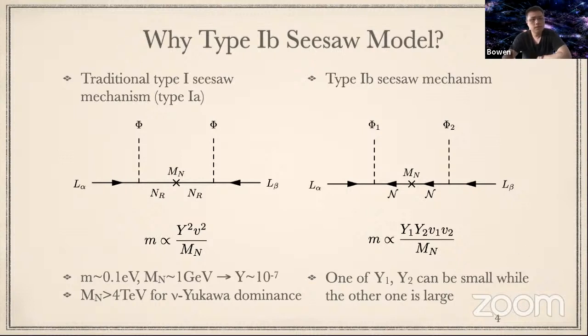However, in the type 1b seesaw model, the neutrino mass is generated by the symmetry breaking of two different Higgs doublets, and there are two different Yukawa couplings. Then we can make one of the couplings very small, and the other relatively large. In that case, the large coupling can play a role in dark matter production. Then let's look at our model.